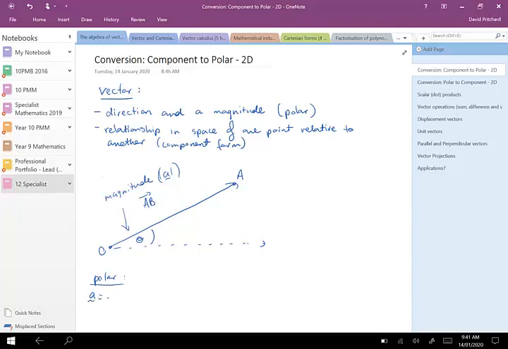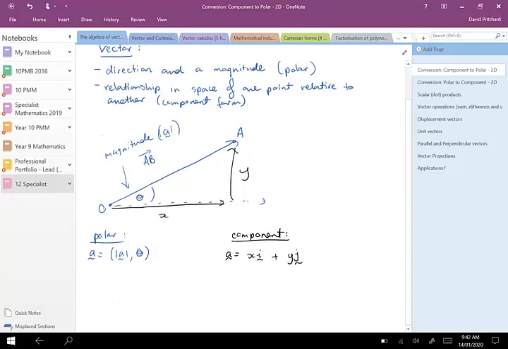Vector A is the magnitude and direction. Now, when we think about this in component form, what we're worried about is the displacement in the x and y direction. So here's our displacement in x and our displacement in the y direction. And so in component form, we get A is equal to x in the i direction and displacement y in the j direction. This can also be written as a vector A is equal to x, y.